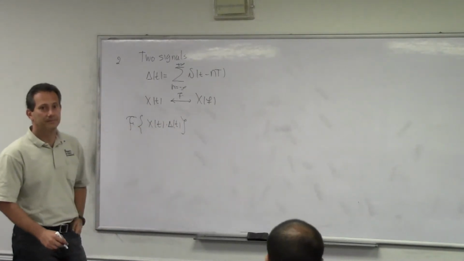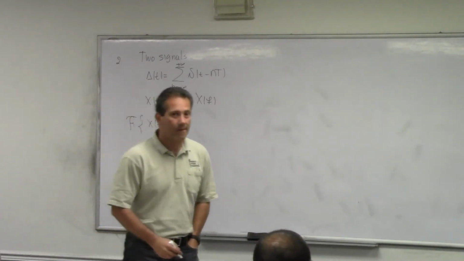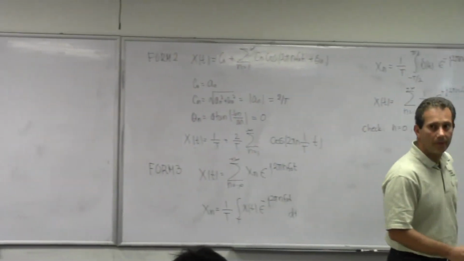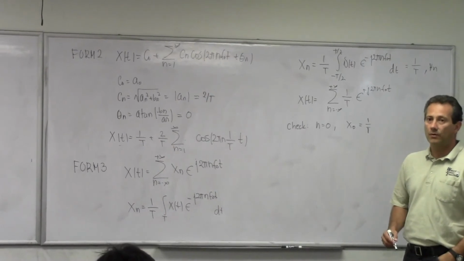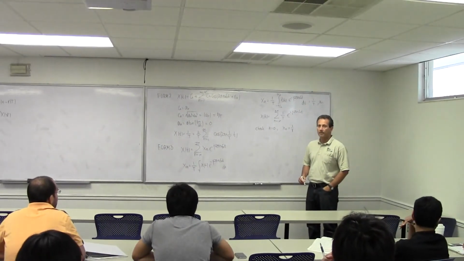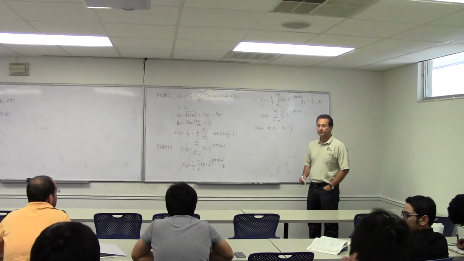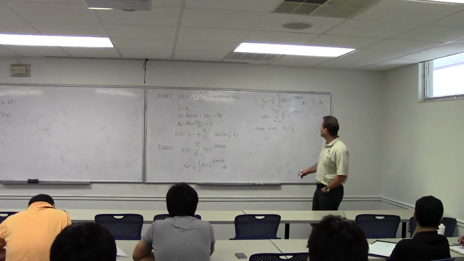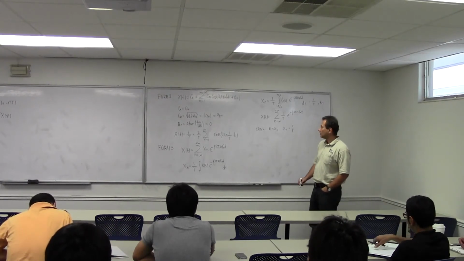Go ahead. Going back to the conversion between form 1 and form 2: xn is equal to an minus jbn over 2. And in this case, n goes from minus infinity to plus infinity. Yes. And in this case, it is equal to 1. Correct.